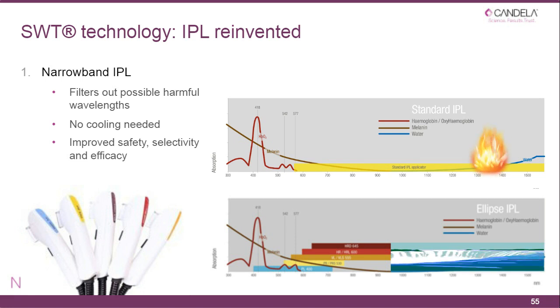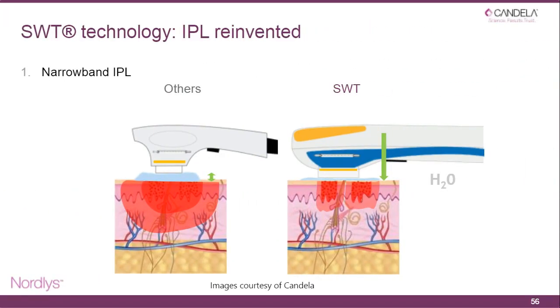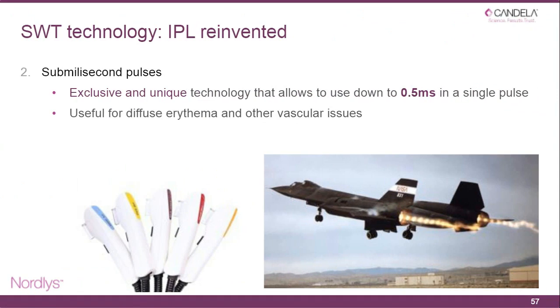Also, by filtering out water, we won't need cooling in most of our treatments, and this leads to improved safety and efficacy. The second feature that I would like to cover is the use of 2 millisecond pulses that can be almost comparable with a PDL system. This technology is exclusive and unique to this system and allows us to use pulses down to 0.5 milliseconds in a single pulse. And this will be useful for treating diffuse erythema and other vascular issues, for instance, port wine stains.